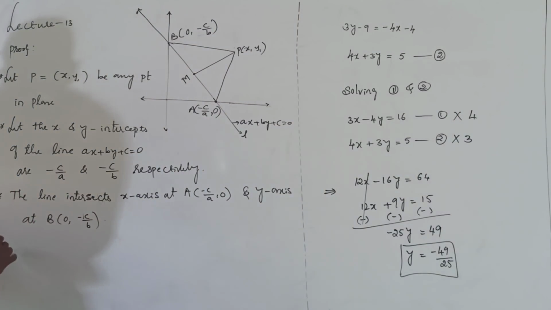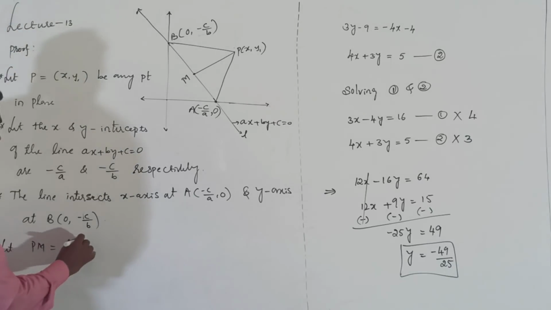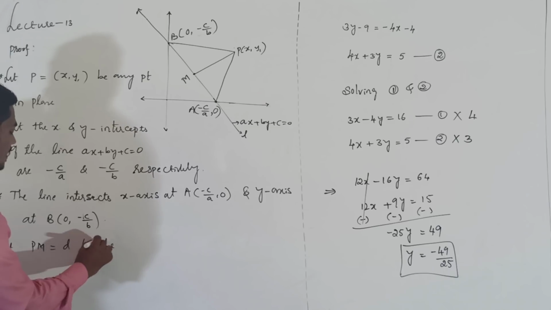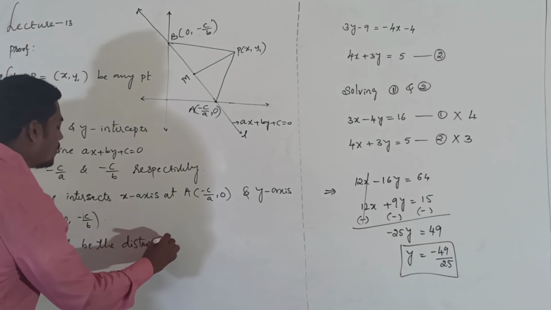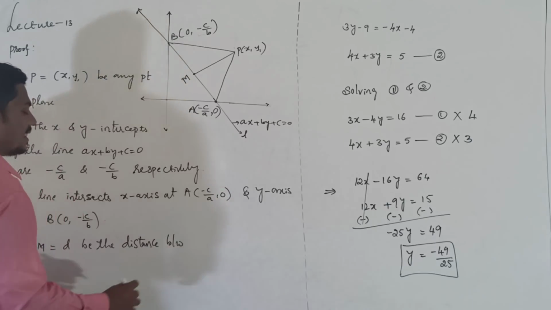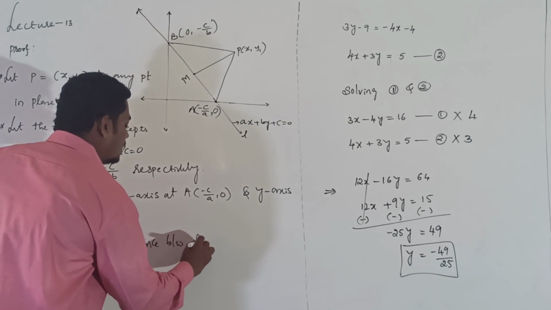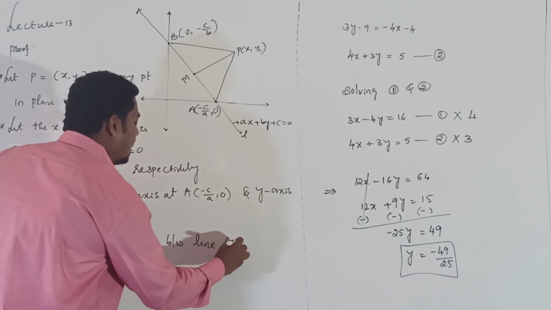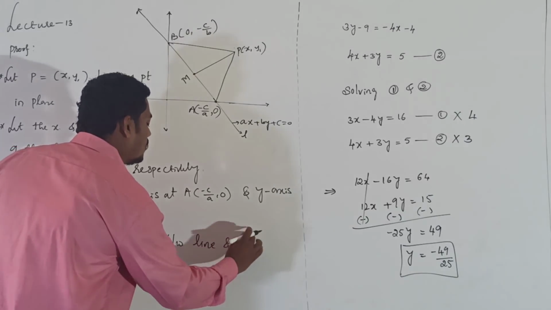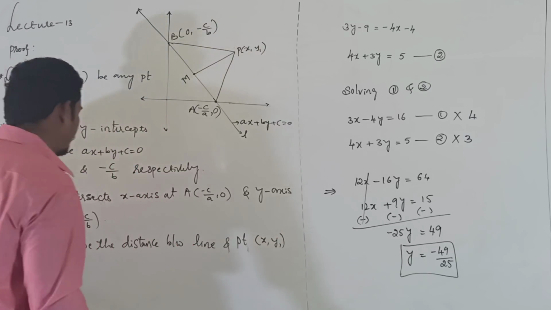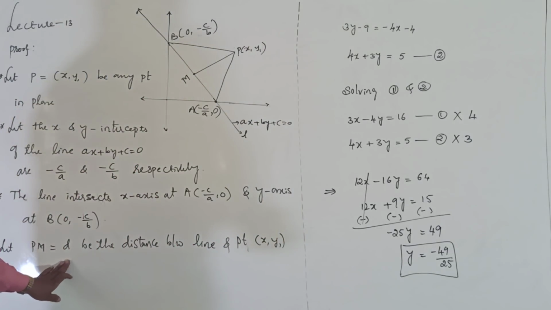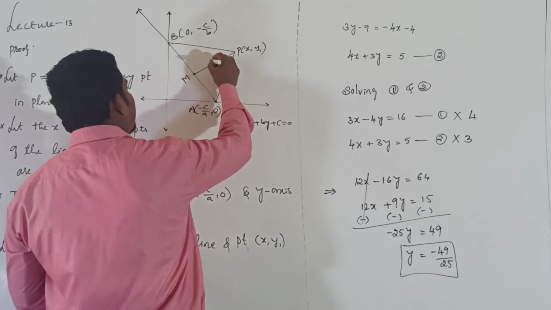Next, let PM, equal to some d, be the distance between the line and the point x1 comma y1. Here d represents the distance between the point and the line.